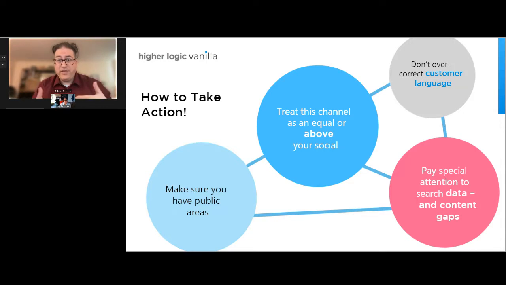And if you hide everything, they don't have a way to find that information, and they'll go somewhere else to get it. But we'll talk about that in another section.